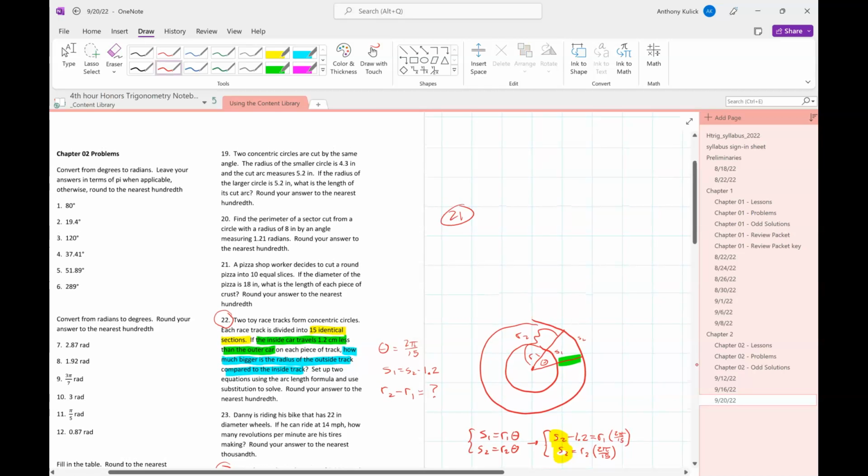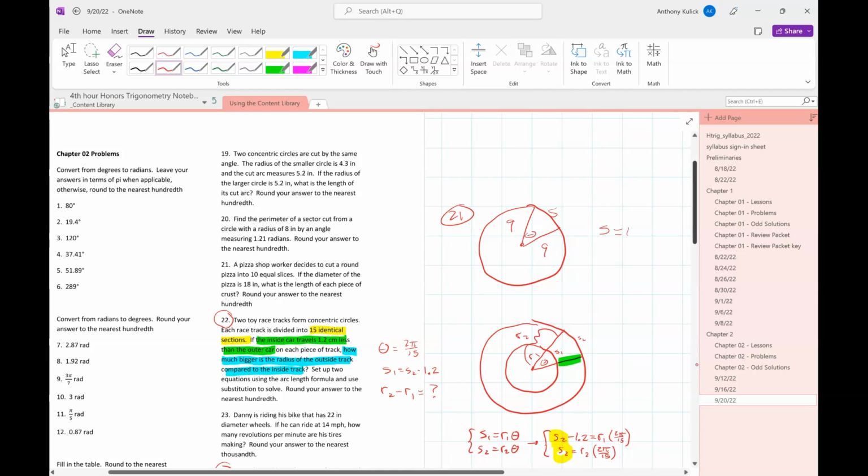So a pizza shop worker decides to cut a round pizza into 10 equal slices. Okay. So I'm just going to draw one of the 10 slices. The diameter of the pizza is 18 inches. So that means that this piece has radius 9, each of those, right? Those have to be 9-inch radii. And it says, what is the length of each piece of crust? So I'm looking for the value for S.